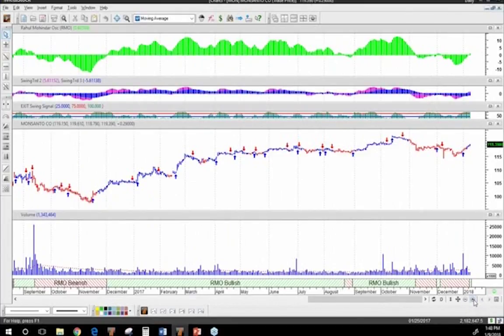We're going to look at basically a three-step process. Step one for us is we're going to identify the primary or the prevailing trend. And what we do for that is we use this very top oscillator here. It's called the Rahul Mohindar oscillator. This is what helps us identify the primary trend.